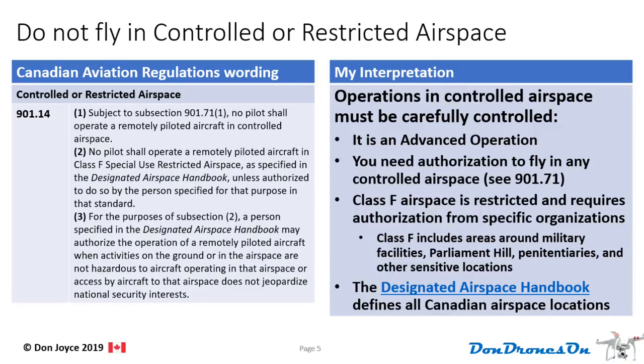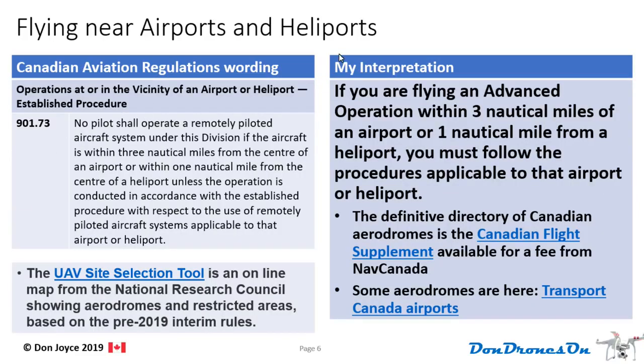All right. When flying near airports and heliports, this is covered by Regulation 901.73. And in this case, as I said on the previous pages, if you're flying an advanced operation and you're within 3 nautical miles of an airport or 1 nautical mile of a heliport, you must follow the procedures applicable to that airport or heliport.